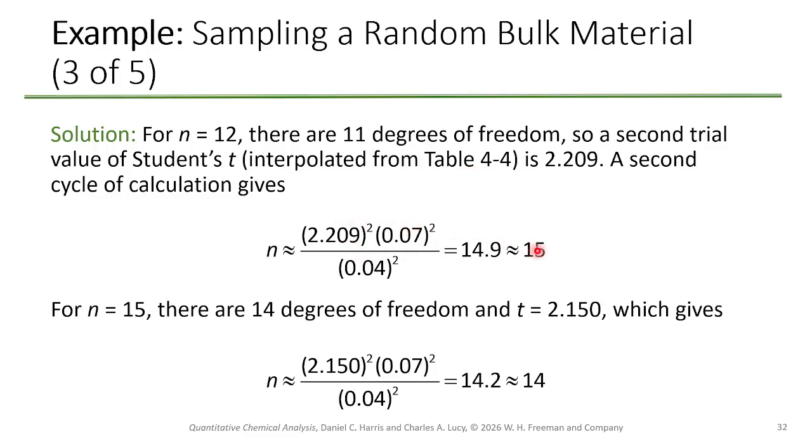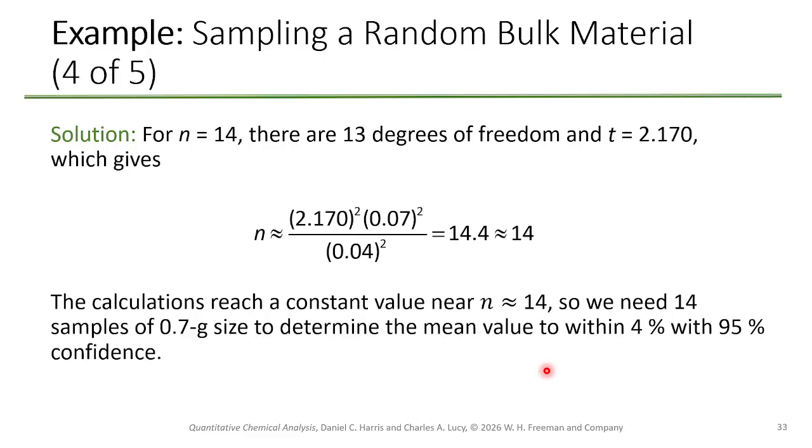We do this approximation again, and we see that we'd get a 14.9 this time, and that would give us a 15. So what you would do is go back through, plug that number in again, and we see that we get a 14.2, which would be 14 for our next approximation. And so we plug in the t-value for 14 again, and we see that we get 14.4 again. Okay? And so 14 would get us very, very close to that 4% value.